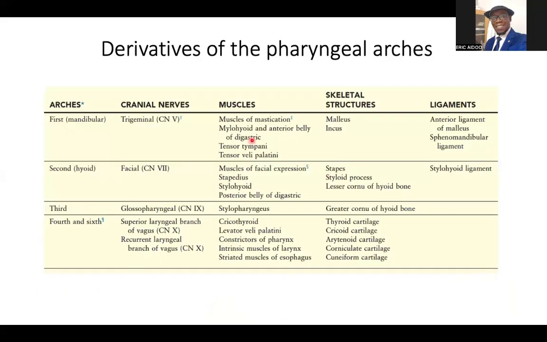So this is a table that usually gives a very good description of the pharyngeal arches and their derivatives. From the first arch, which is also known as the mandibular, second, which is the hyoid, the third, glossopharyngeal related in terms of nerves, then the fourth and sixth is the vagus and its branches. So our interest today is within this region. We know that the superior laryngeal branch of the vagus and the recurrent laryngeal branch of the vagus will do the work for innervation of all the structures related to that region. So for the muscles, you have the stylopharyngeus, levator veli palatini, constrictors of the pharynx, intrinsic muscles of the larynx, striated muscles of the esophagus, then skeletal structures have the thyroid cartilage, cricoid cartilage, arytenoid cartilage, corniculate cartilage, then cuneiform cartilage.